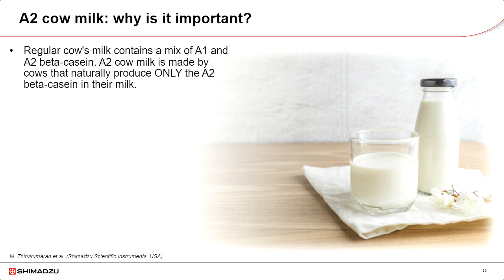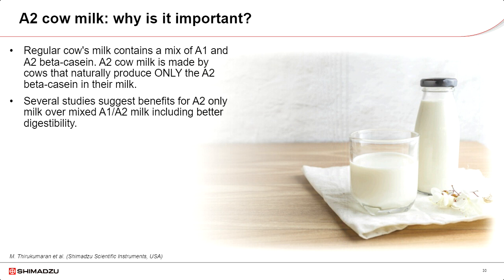Regular cow milk contains a mixture of A1 and A2 beta-casein, while A2 cow milk is produced by cows that naturally produce only A2 beta-casein. According to several studies, A2 milk has various health benefits, such as a better digestibility. Some states, such as Australia, New Zealand, China, and the United States, have supported these studies, and A2 milk is commercialized. The European Union is still skeptical about the reliability of these studies. However, nowadays, more European states have started to commercialize A2 milks.